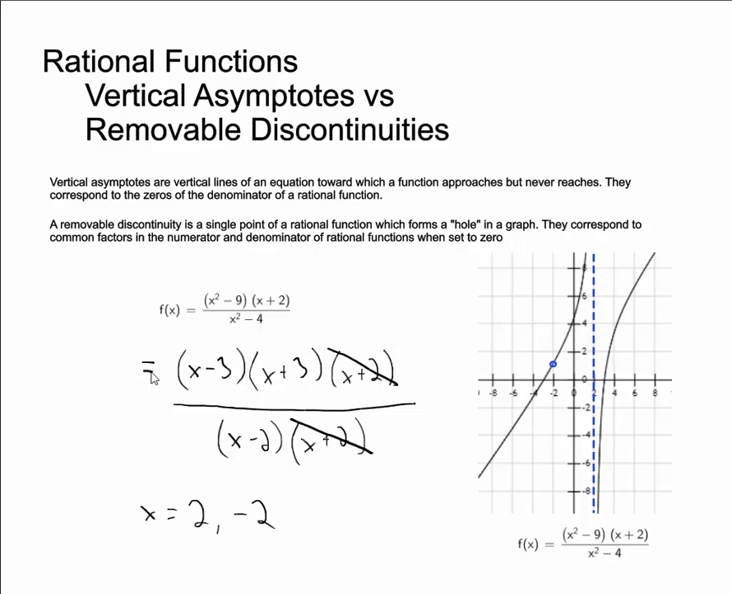Because they cancel, they don't appear when we have a simplified version of the function. So that's just going to form a removable discontinuity at the point where x equals negative 2. The x minus 2 term does not get canceled out anywhere, so that means when x is equal to 2, we are actually going to have a vertical asymptote. And that's what the graph does show.